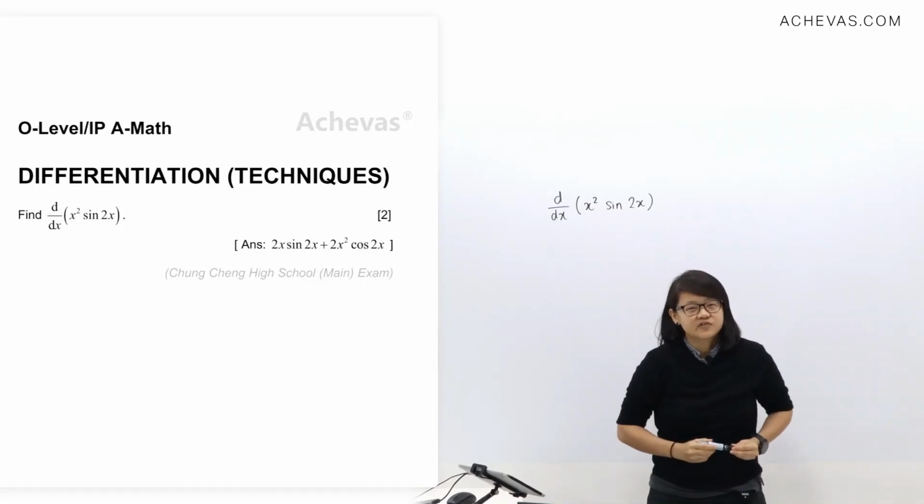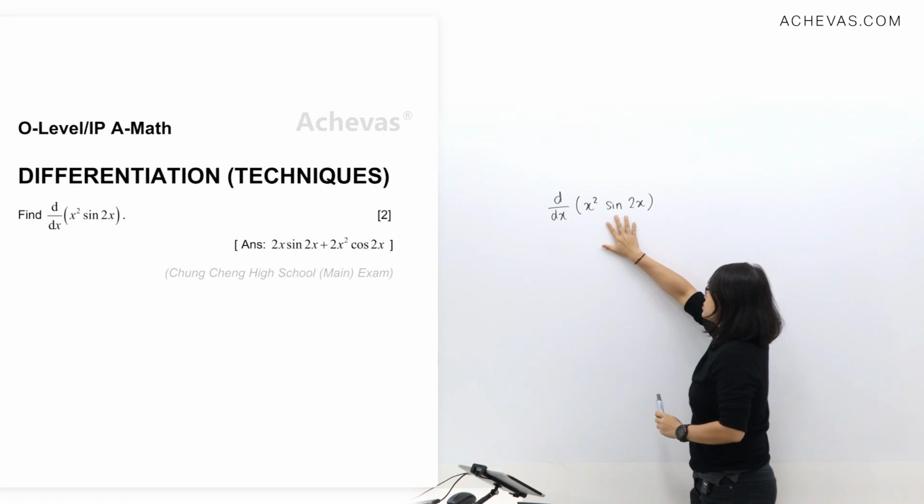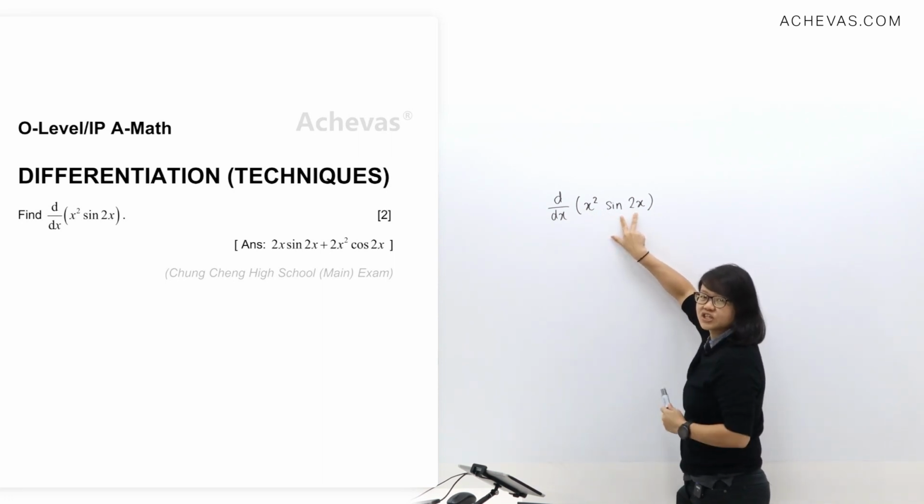Let's take a look at a differentiation question involving product rule. I'm going to show you how to use a product rule without memorizing the formula. Now let's take a look at this one here. We have x squared multiplied by sine 2x, and we are going to differentiate this.